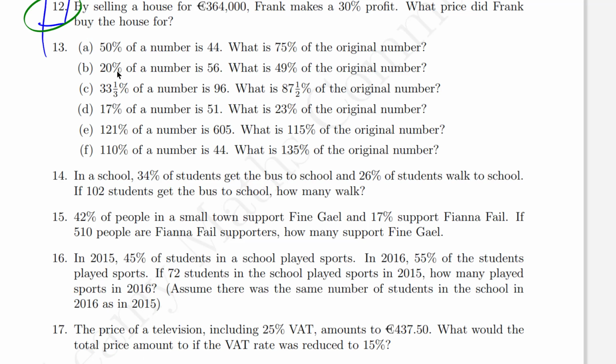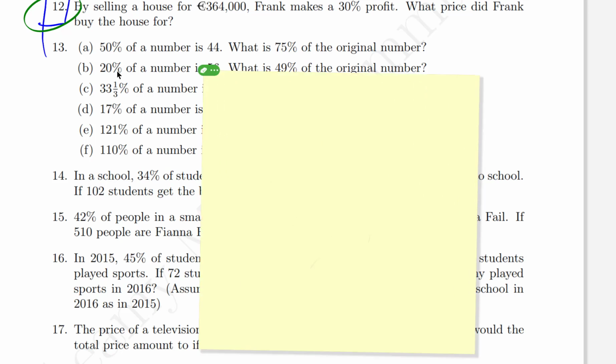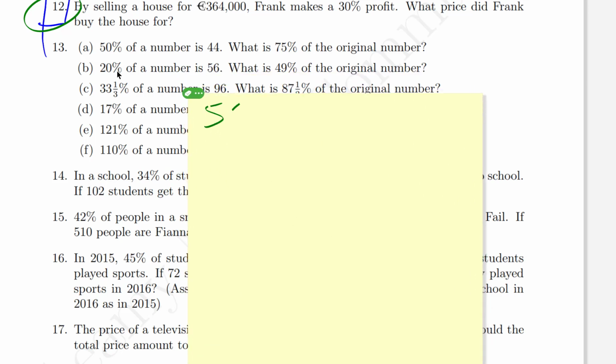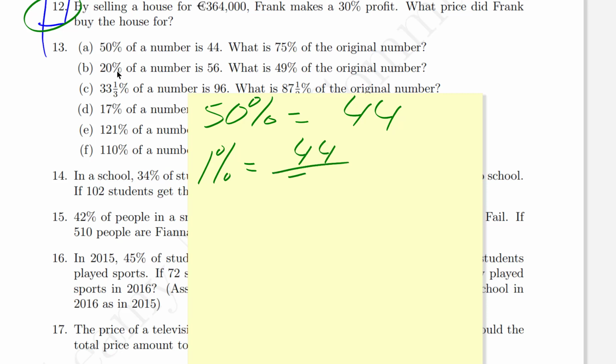Okay, so question 13 part A. If 50% of a number is 44, what is 75% of the number? We can do this without actually ever finding the original number. We know that 50% is equal to 44. So then let's get 1%. 1% would be 44 divided by 50, which would be 0.88. That would be 1% of the original number.